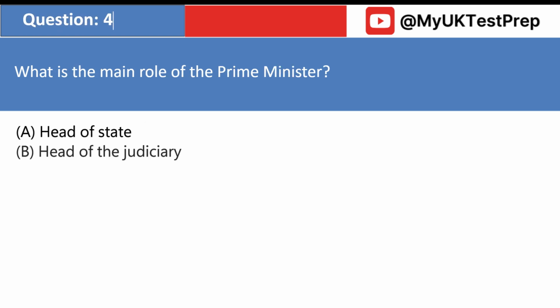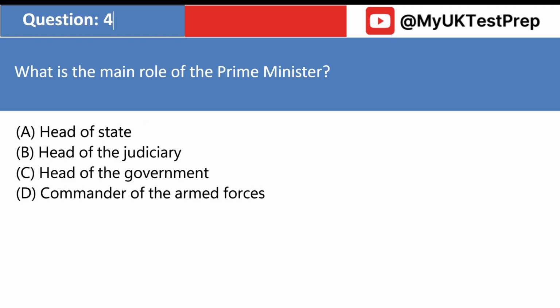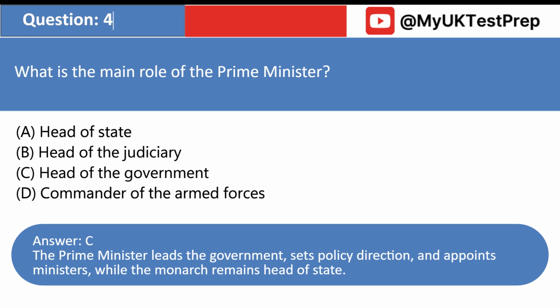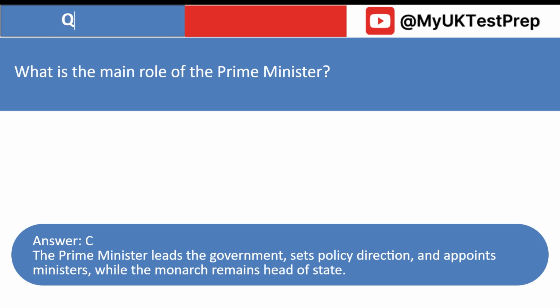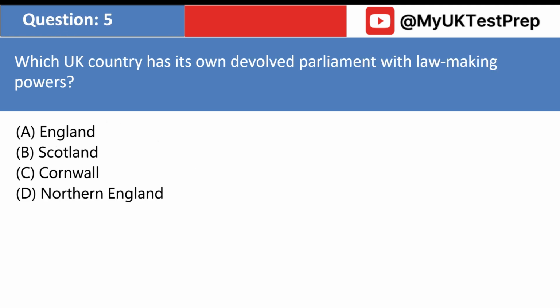What is the main role of the Prime Minister? A. Head of State. B. Head of the Judiciary. C. Head of the Government. D. Commander of the Armed Forces. Answer: C. The Prime Minister leads the government, sets policy direction, and appoints ministers, while the monarch remains head of state.